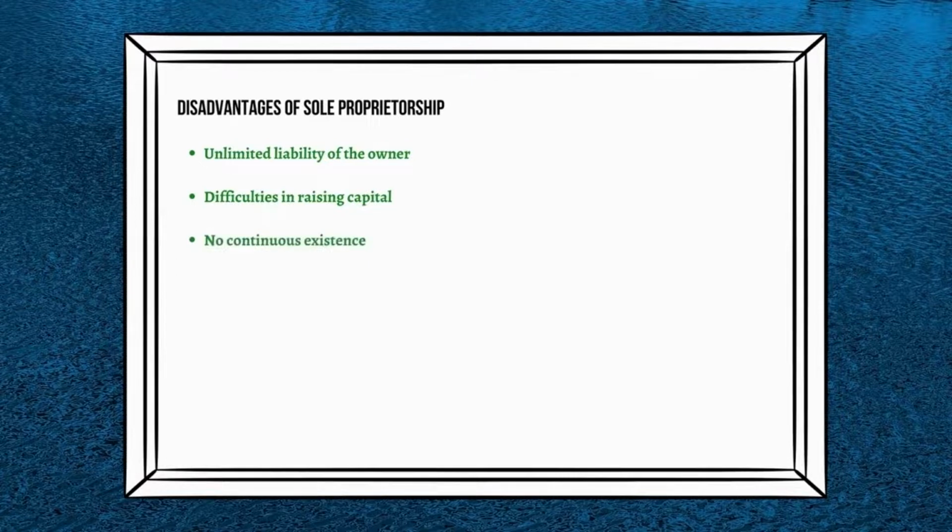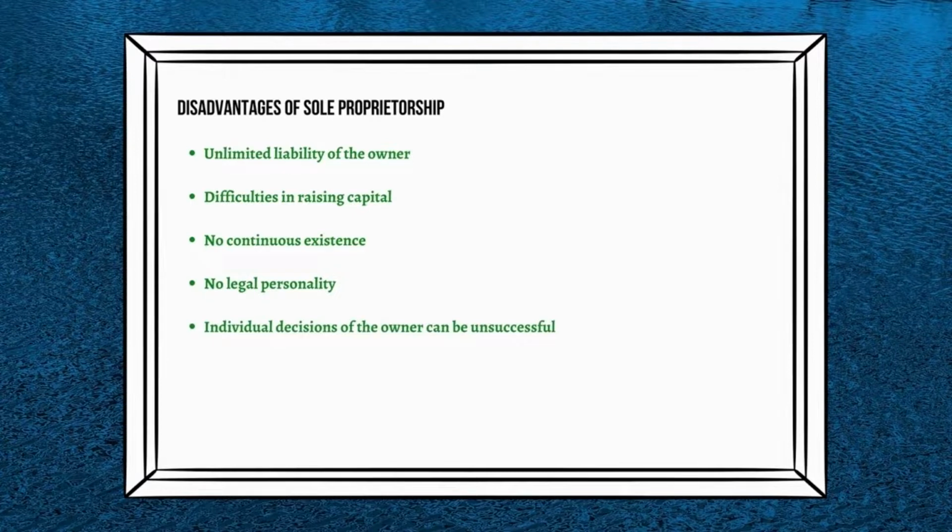No continuous existence. The business operations of a sole proprietorship could be discontinued due to the death of its owner or owner being mentally incapable. No legal personality. A sole proprietorship does not have a legal personality. Therefore, all the legal activities of the business have to be conducted under the personal name of its owner.